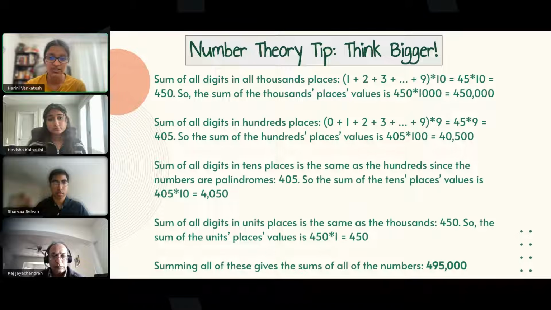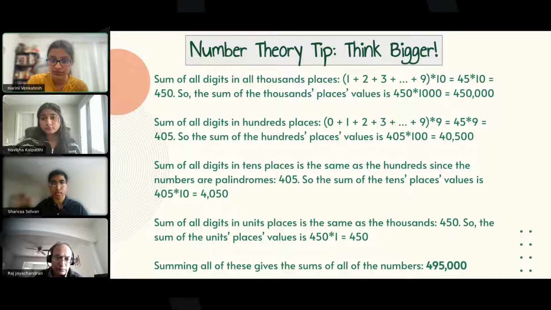The sum of all the digits in the hundreds places is from 0 through 9, and each digit appears 9 times. So it's the sum from 0 through 9, which is 45, times 9, which is 405. Because it's in the hundreds place, we multiply by 100 to get 40,500. For the tens places, we do the same as the hundreds, because the numbers are palindromes. So that sum is 405, and multiplied by 10 it is 4,050.